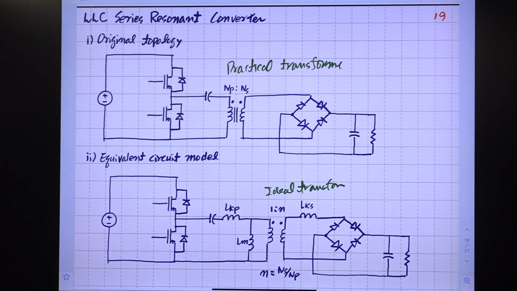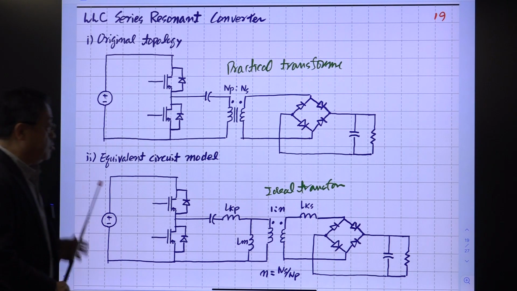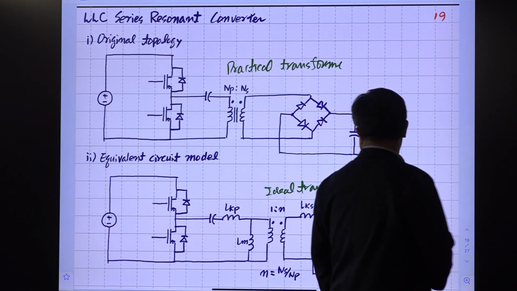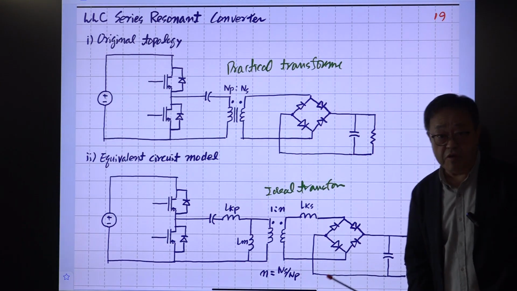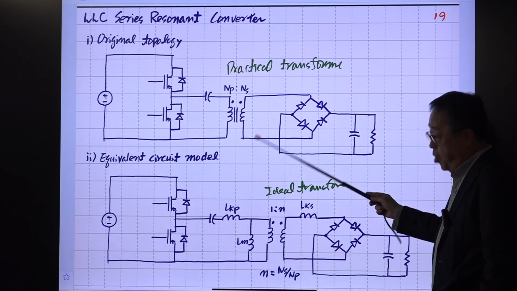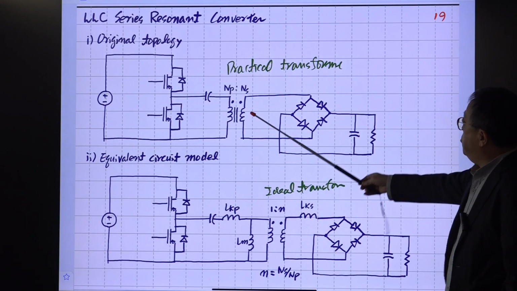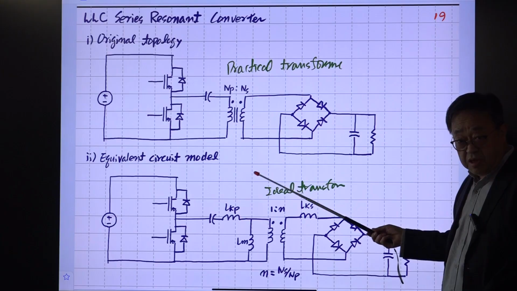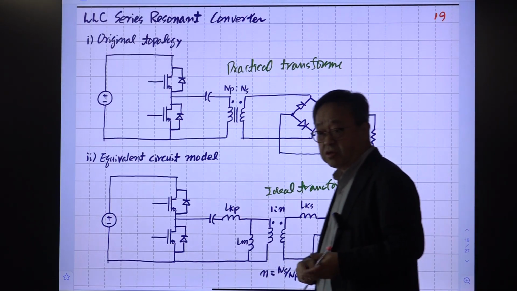I'll repeat two of the previous lecture slides. This is the simplified circuit diagram of the LLC resonant converter. As I said, this is a practical transformer with relatively large leakage inductance and also reasonable magnetizing inductance.